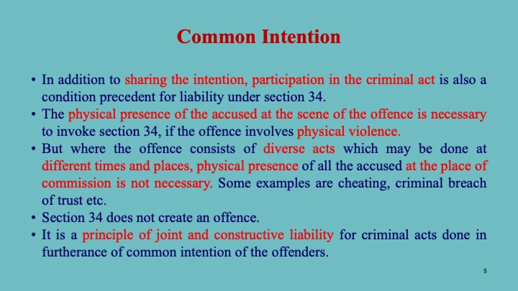Thus, prior meeting of minds and participation by doing some overt act or illegal omission in the crime are essential for imposing joint liability under section 34. Even where 4 persons A, B, C and D have participated in the commission of crime in furtherance of common intention, if all but one, let us say only C, could be apprehended and prosecuted and the rest were absconding, C could be punished for the offence if it can be proved that C was involved in the premeditated concert and commission of crime along with others.